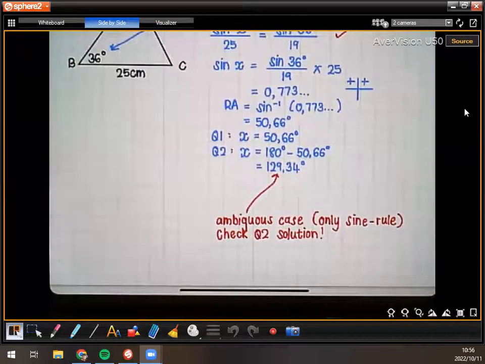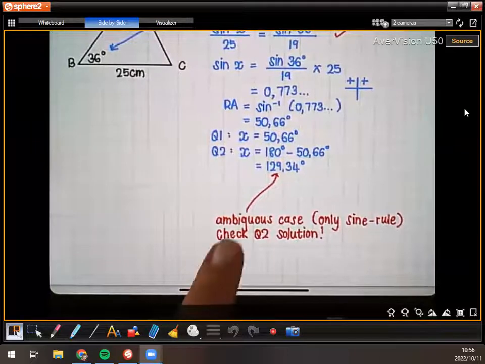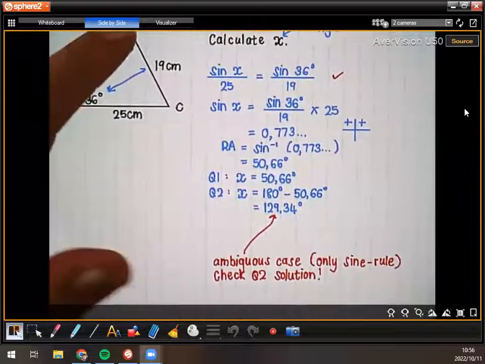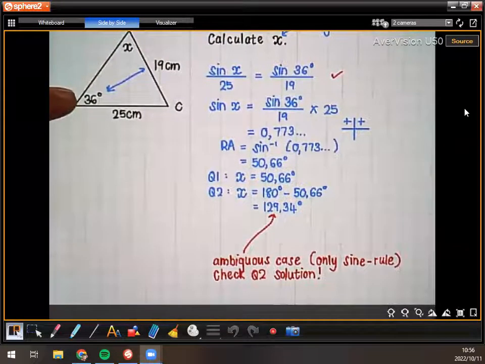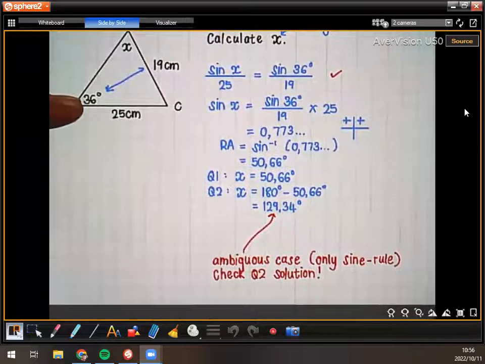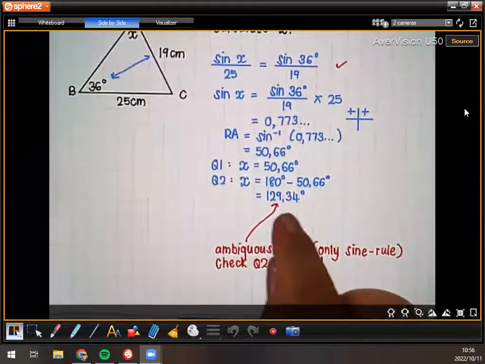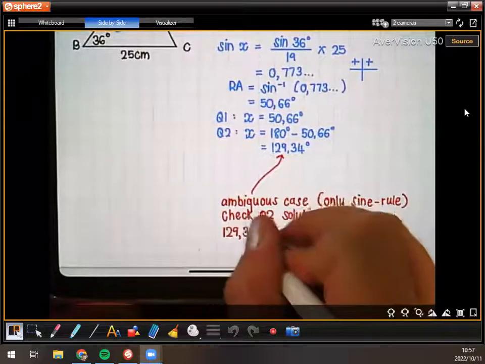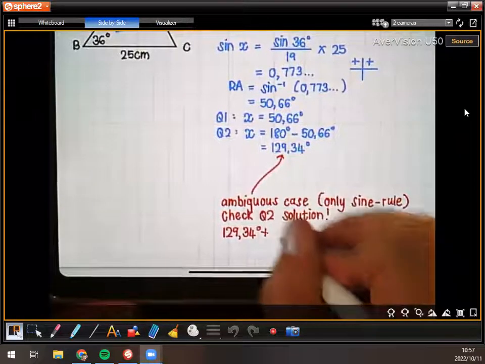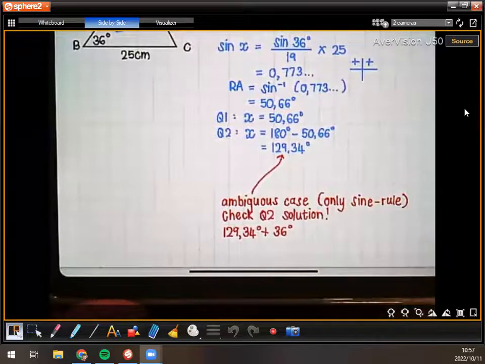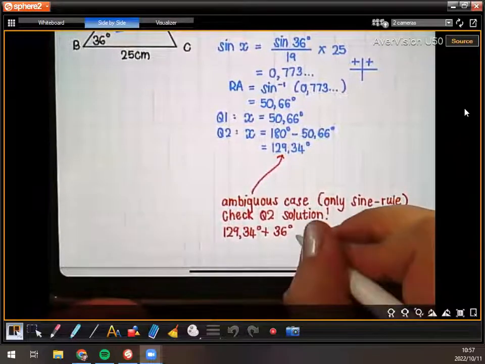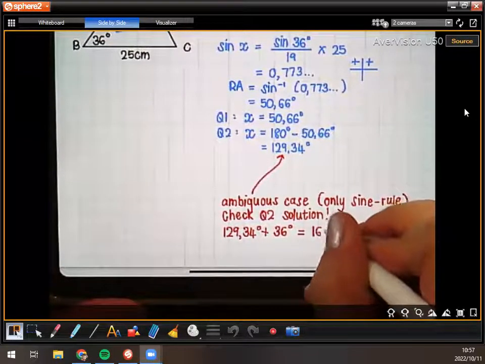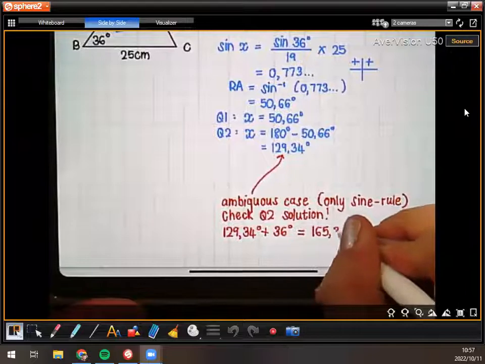Now, the way in which you must check this solution, what you're going to do is you're going to add your quadrant 2 solution to the other angle that you have in the triangle, right? The other angle that I have is 36 degrees. So I'm going to say 129.34 degrees plus the 36 degree angle. I'm going to work that out. 165.34 degrees.